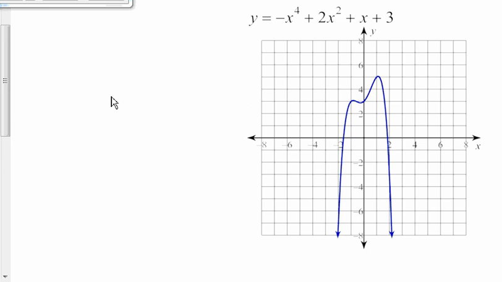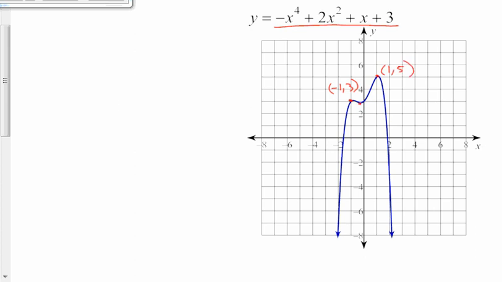I'm going to start by labeling the relative minimums and maximums. And I'm just going to estimate these to keep it simpler. If you wanted to know the exact values, you would type the equation into your graphing calculator and do the minimum and maximum tool. So here I'm just going to approximate these as -1, 3. This would be 1, 5.